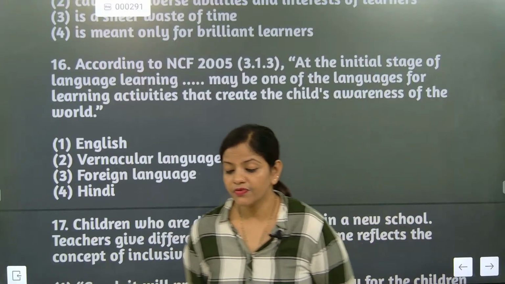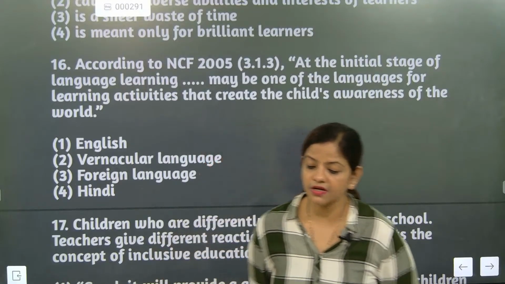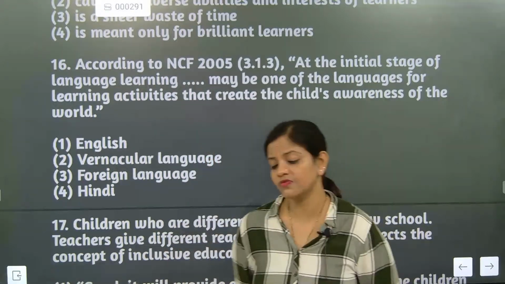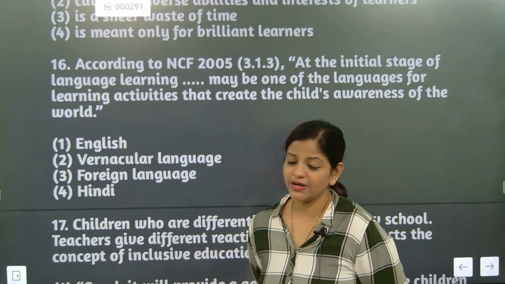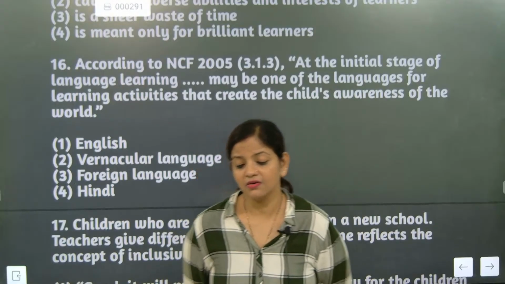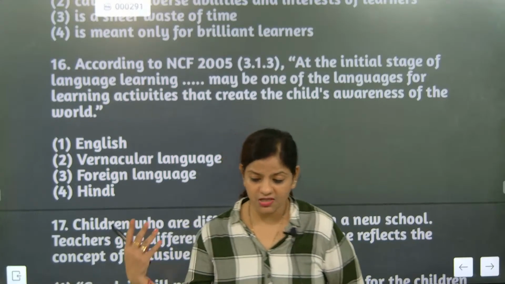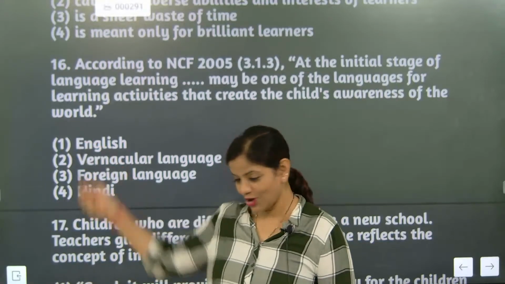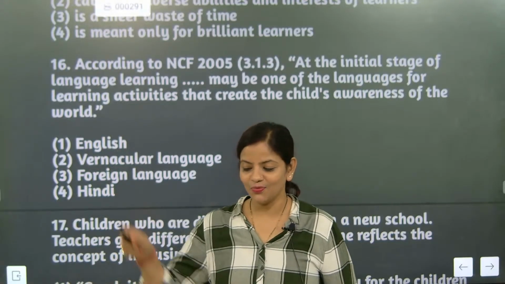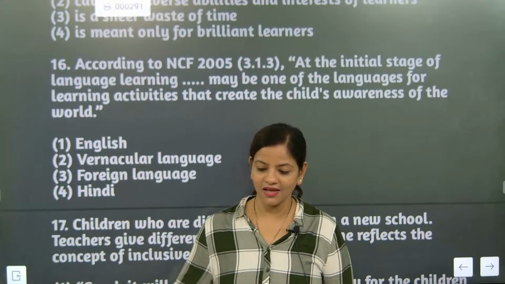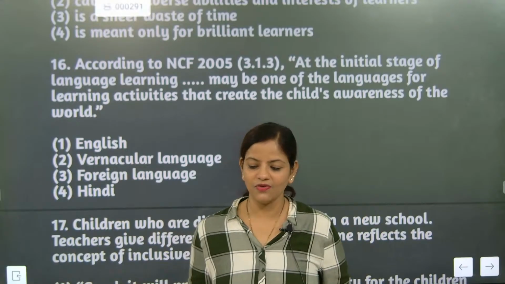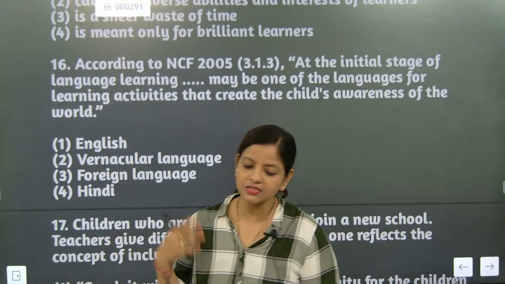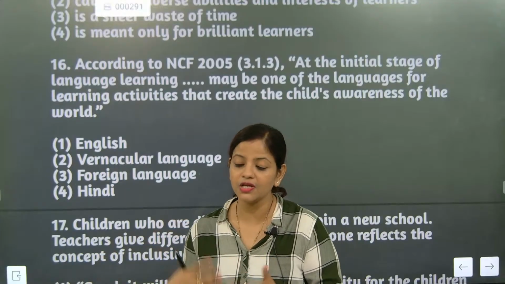According to NCF, at the initial stage of language learning, one of the languages for learning activity creates the child's awareness of the world, and that is English by default. You know what? When you are going to any primary section or anywhere, they will give you one notebook and they will write A, and they will tell you to put A. Understood? So most of the time you are learning A, B, C, D. So English is that language first, because they know that English is the most communicating language.